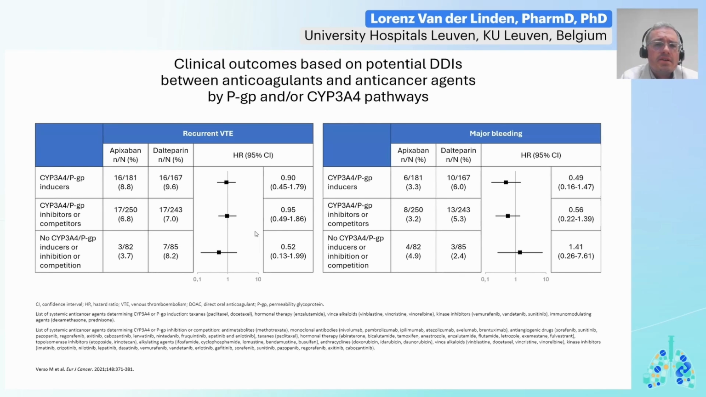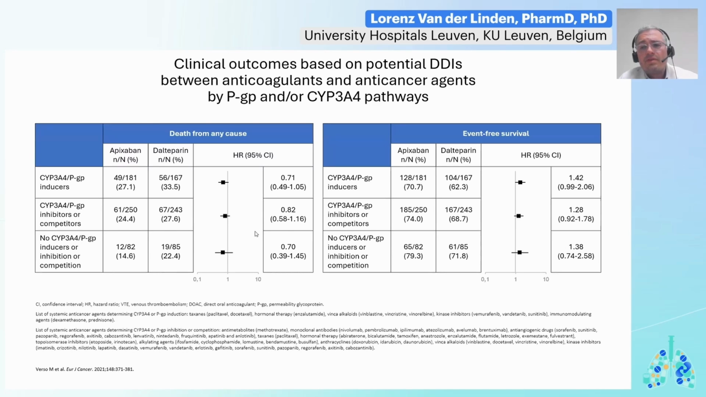And as you can see here, for recurrent VTE on the left, major bleeding on the right, there was no real impact associated with the use of these interacting agents. It's actually quite reassuring. And similar results were retrieved for death from any cause and event-free survival. Also reassuring. So in sum, there was no signal of any harm for any of these endpoints when taking CYP, PGP inhibitors, or inducers together with apixaban in the setting of cancer-associated thrombosis.